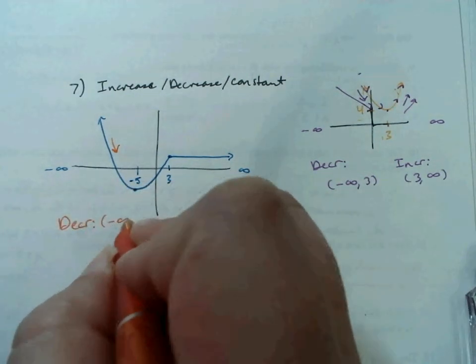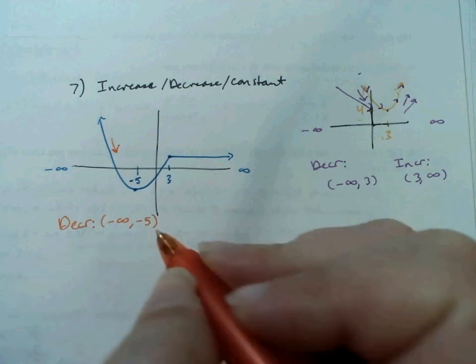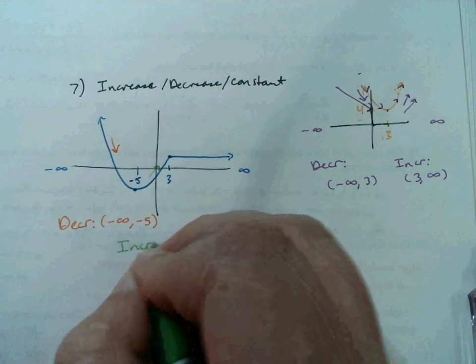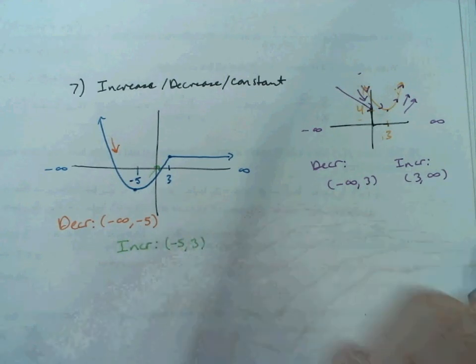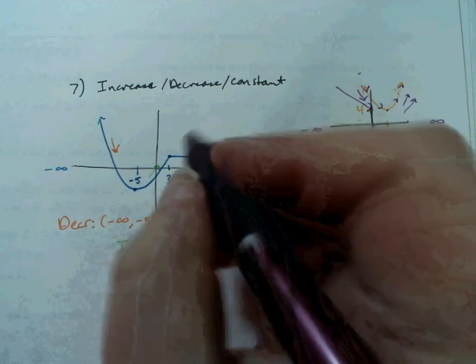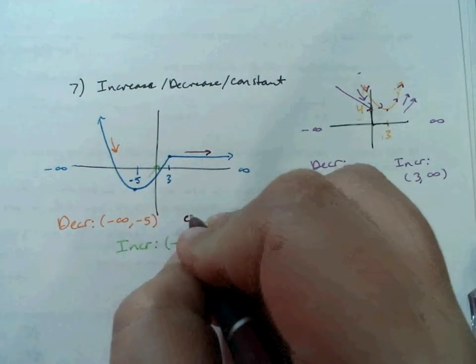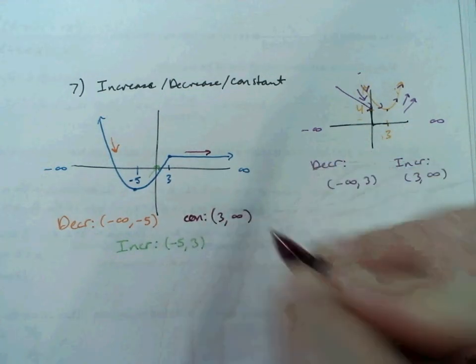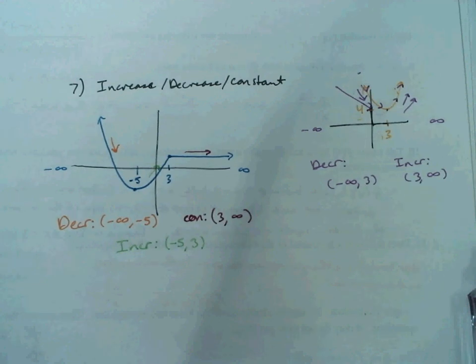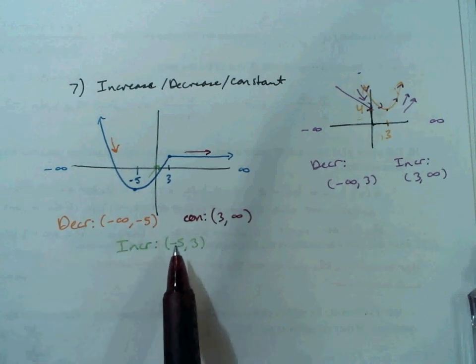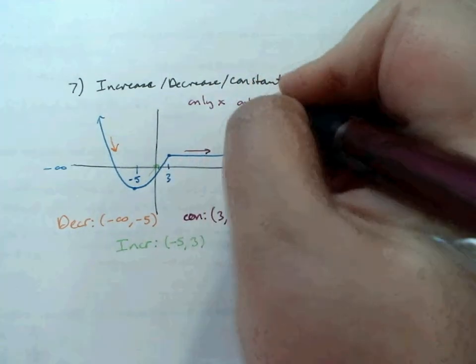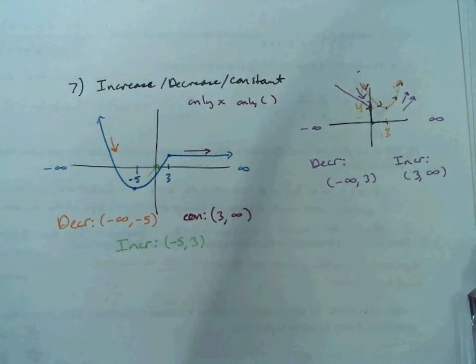So I would say decreasing from negative infinity to negative 5. If you just put a d, that's fine. And then I know the function is increasing. So the function is increasing from negative 5 until 3. And lastly, the function is remaining constant. So it would say constant from 3 to infinity. And there you go. So some kind of function where you're doing all 3 things, and just make sure that whenever you do decreasing and increasing constant, only x and only parentheses. Only x, only parentheses.